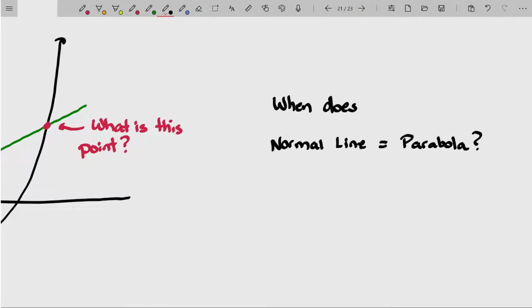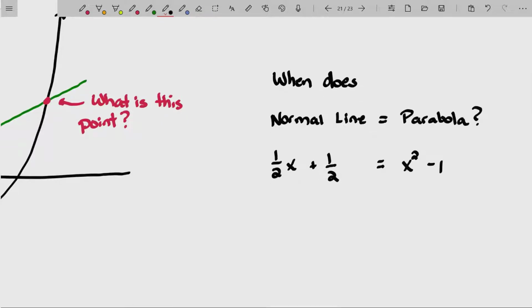Now that's a weird way of saying that, but really we know that the y value for the normal line is 1/2 x plus 1/2. And we know the y value for the parabola is always x squared minus 1. So now we have an equation to solve. I'll multiply both sides by 2 because, well, I want to. I don't like the fractions there, so I'll just do that really quickly.